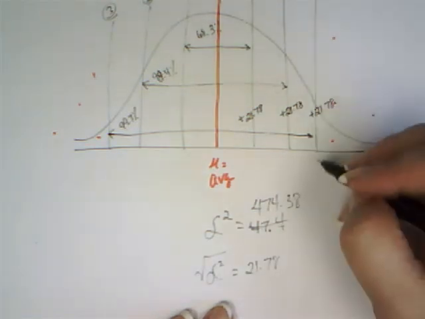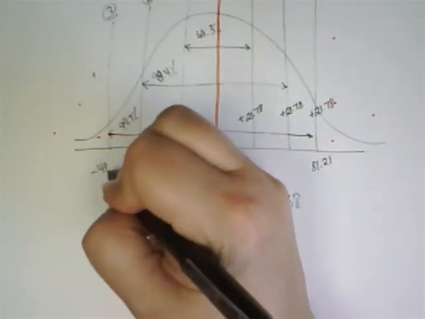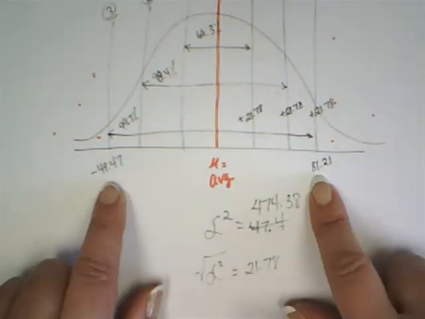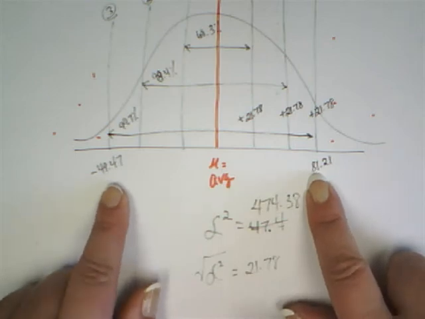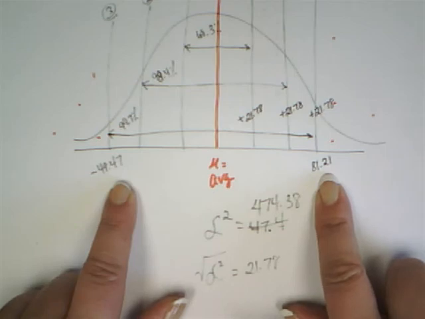And when you add this together, you get 81.21 and a range of negative 49.47. And if you look back at the data, you will see that we have no observations outside of that range between 49.47 and 81.21.